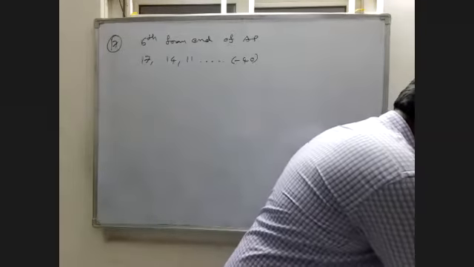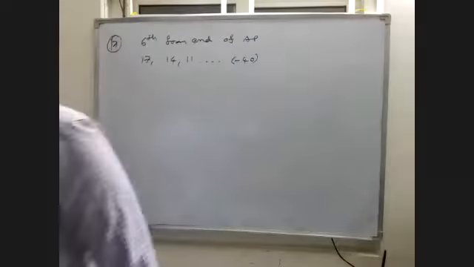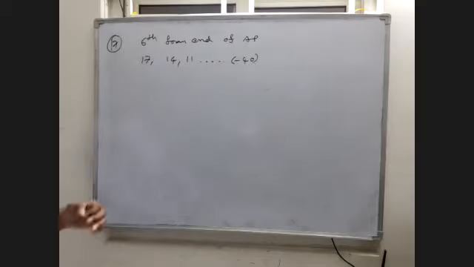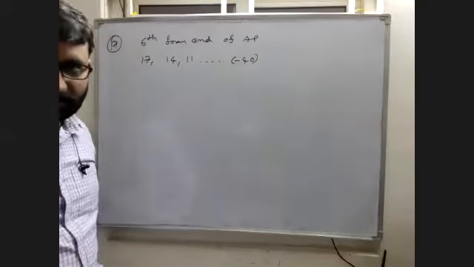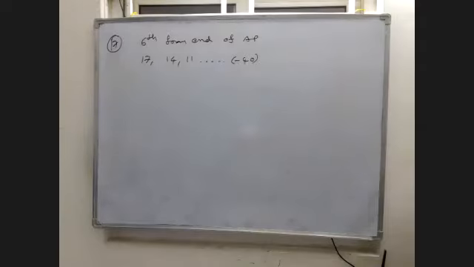So to find the sixth term from the end, we have to know first how many terms are in this progression. To find the number of terms, we use the formula Tn is equal to a plus n minus 1 into d, the nth term formula. Did you remember? Yes, sir. What is the first term here?